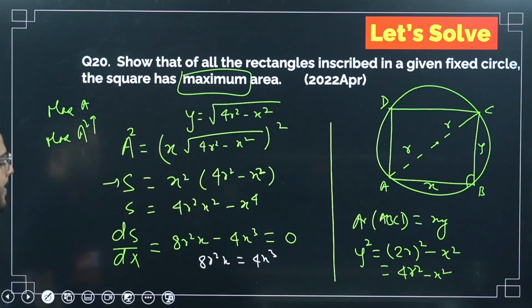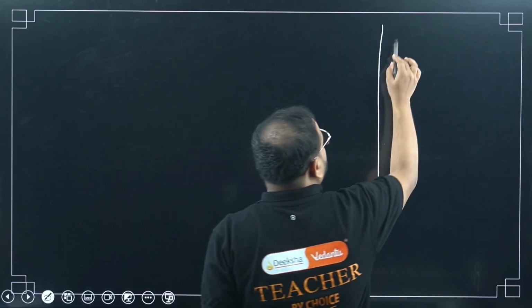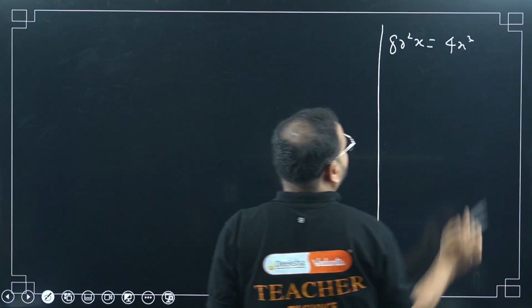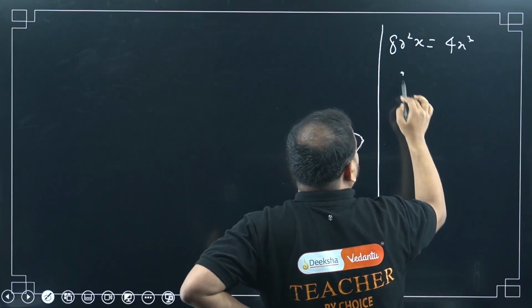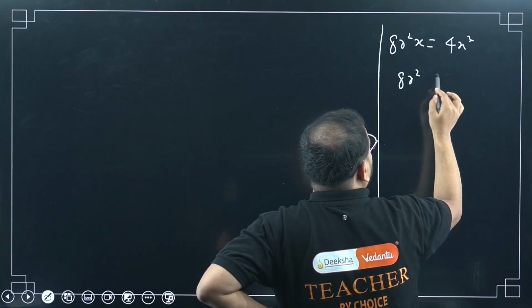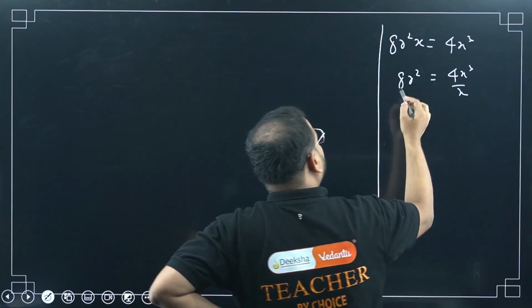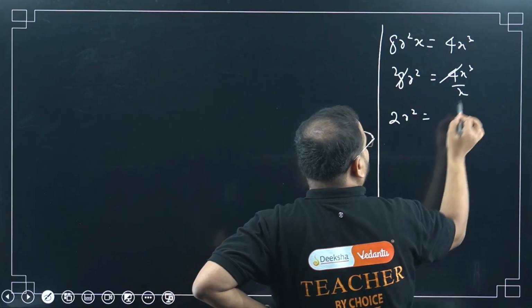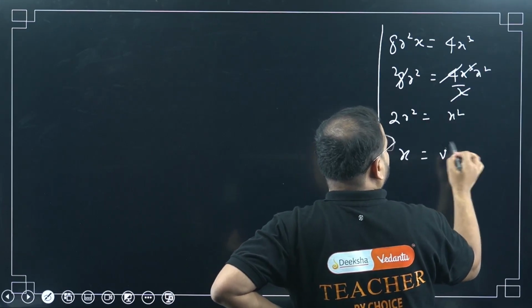So the next step: I'm getting 8r square x equals 4x cube. Let's bring this x over here. I get 8r square equals 4x cube by x, or not? Yes. And bring this 4 over here, I get 2r square equals x square. So what is my x equal to? Root 2 r.